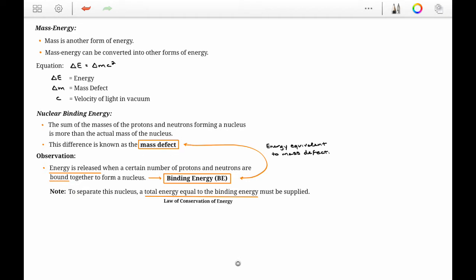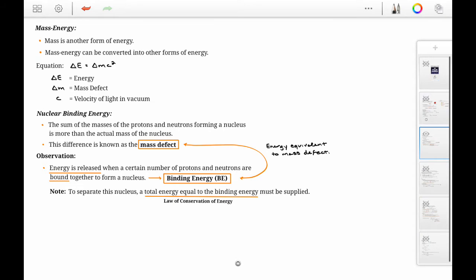If you have a certain number of neutrons and protons that are brought together and bound to form a nucleus, then that requires a certain amount of energy, and this is known as the binding energy. The binding energy of a nucleus may be defined as the energy equivalent to the mass defect of the nucleus. If we wanted to separate this nucleus once again into its nucleons, a total energy equal to the binding energy must be supplied. This is demonstrative of the law of conservation of energy.